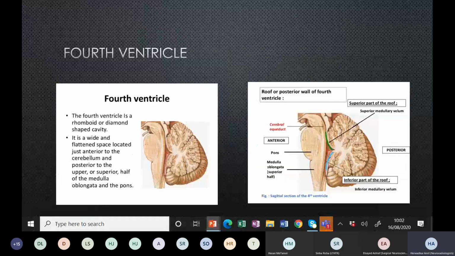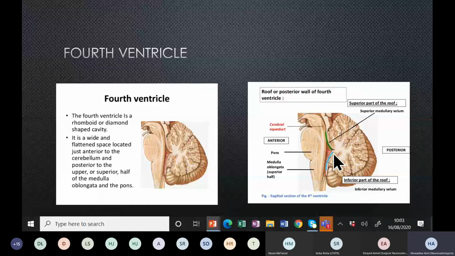So moving on to the fourth ventricle, as I said, it lies between the brainstem, the pons, and the medulla, and the cerebellum at the back. It has got its classical appearance where it looks like a tent on its side. And the two sides of the tent, you've got a superior medullary velum and the inferior medullary velum, which are basically the roof of the fourth ventricle.